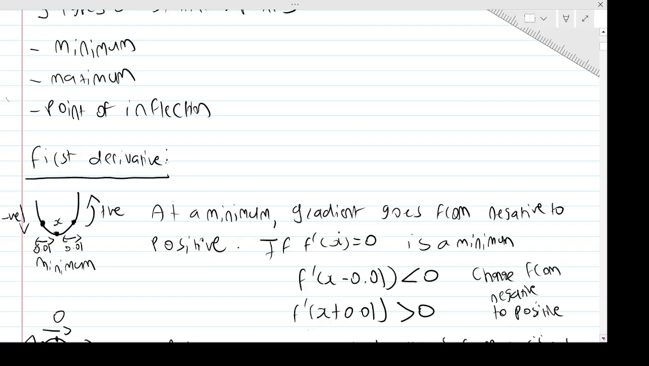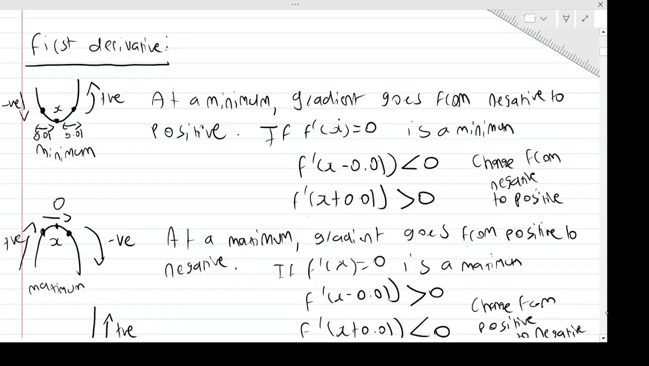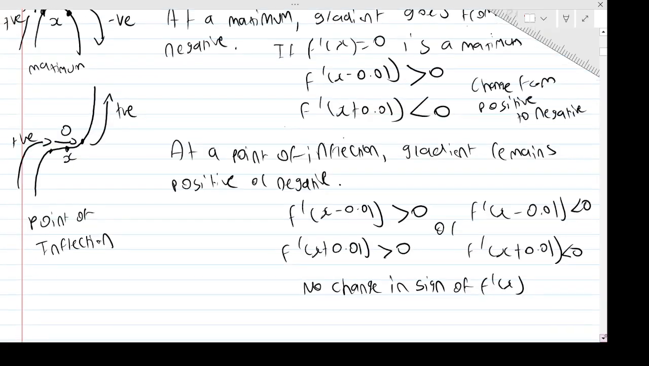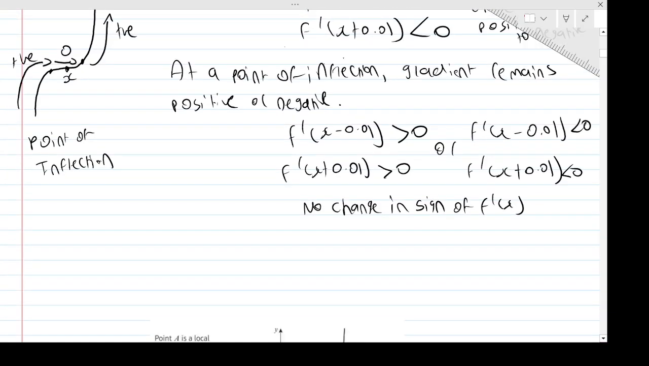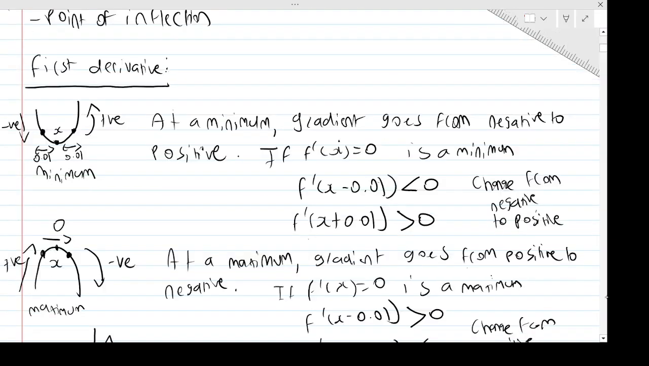To consider what type of stationary point we have, okay? But obviously mathematicians, they want to find more effective ways of working stuff out. We're not particularly fond of this sort of idea of considering signs. So what we can do instead is consider also the second derivative as well.